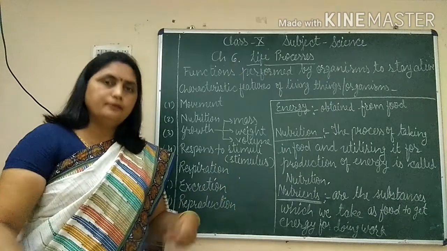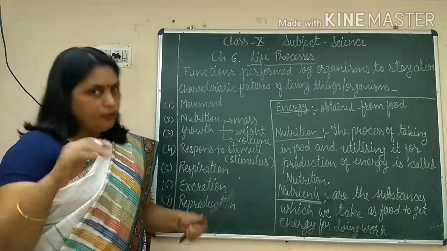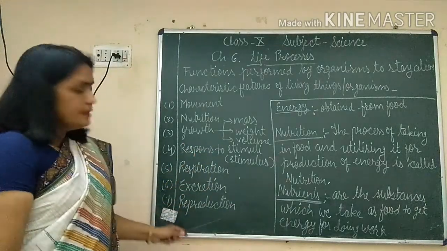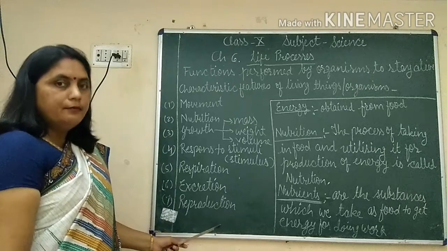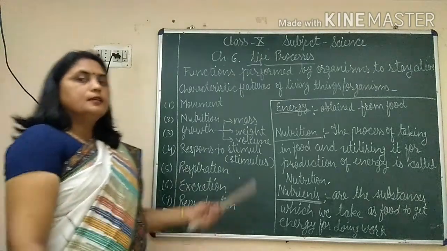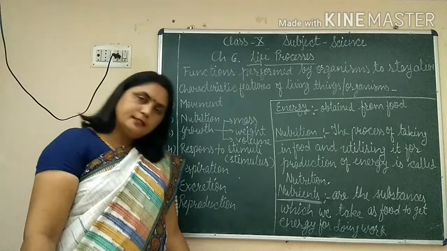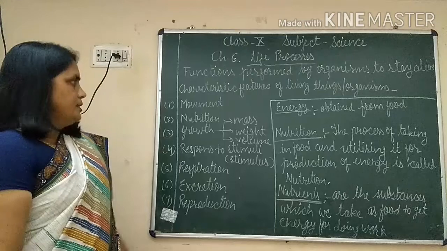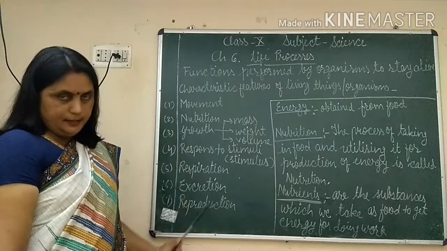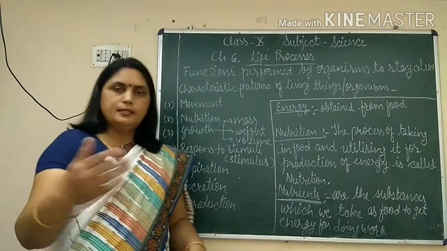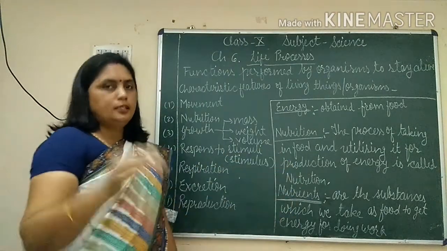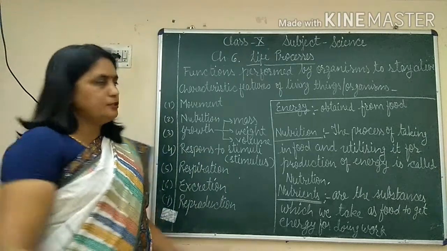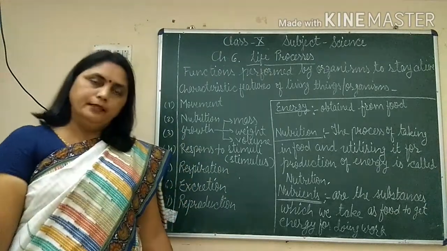Some people may not want to have children. Also, it does not mean that they are not alive. So reproduction is a characteristic feature, but if some people are not having children, still they are alive, still they are living beings. Now see children, these are the various features by which we can say that this particular thing is showing all these features, so it is a living thing. And the particular thing which is not showing these features is a non-living thing.